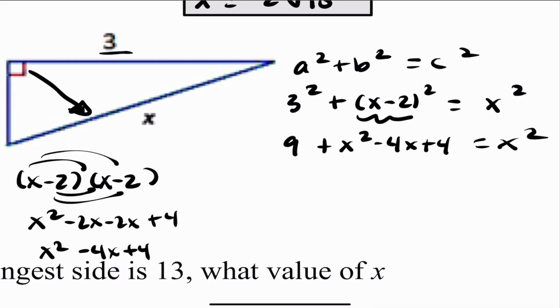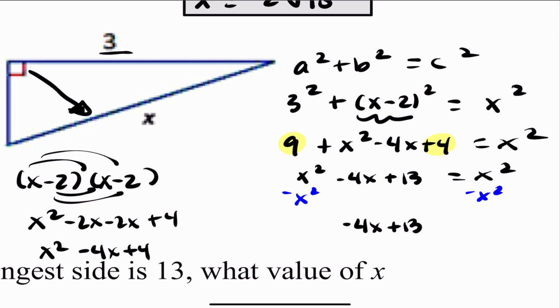Notice that I can combine these two terms here. So I have x squared minus 4x, and I got 9 plus 4, which is positive 13, which is equal to x squared. Subtract both sides by x squared, because you can see that the left-hand side of the equation has an x squared and the right-hand side of the equation has an x squared as well. So you can subtract both sides by x squared. Okay, so I'm left with negative 4x plus 13 equals, well, what's x squared minus x squared? That's 0.